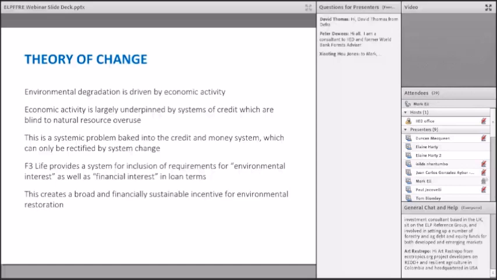And in response to that, what we're providing is a system which allows the negative externalities associated with credit issue to be overcome, and to pair financial interest with environmental interest in loan terms. And what we see is that this creates a financially sustainable incentive for environmental restoration.